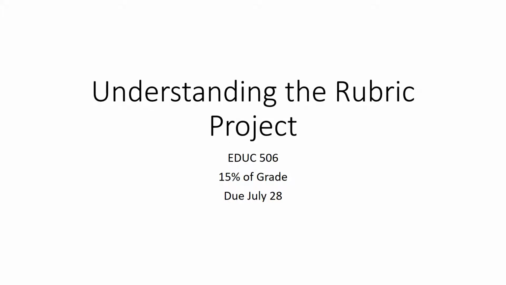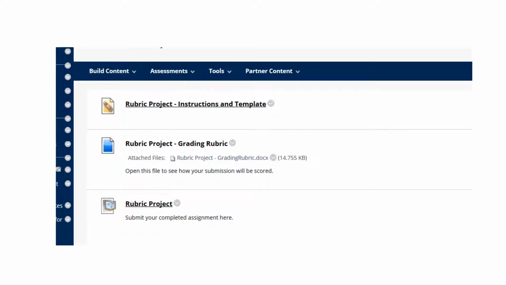Welcome students to this lecture on understanding the rubric project. The rubric project is worth 15% of your grade and it is due on Sunday, July 28th. Everything I'm about to show you is, as always, located in the assignments folder under the rubric project folder. You'll see the instructions and template that we're going to work through. You'll see the grading rubric and you'll see the link to submit.